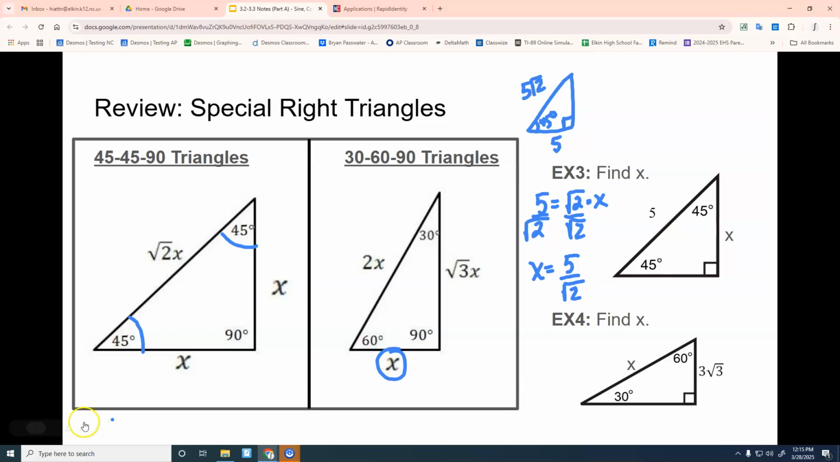And you can really just think, to go from the leg to the hypotenuse, you multiply by the square root of 2. So to go from the hypotenuse to the leg, you divide by square root of 2, right, for that. Now, what about number 4?